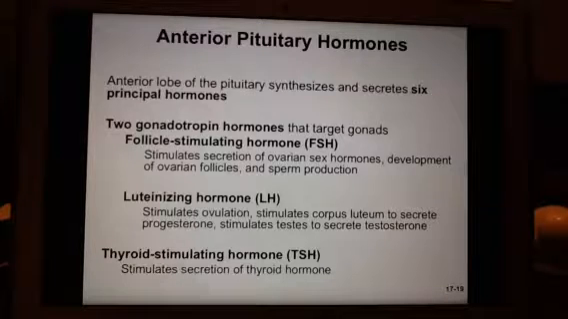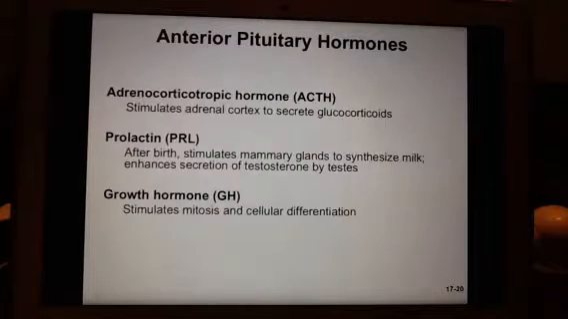Okay, and then the third anterior pituitary hormone is TSH, thyroid stimulating hormone. It stimulates the secretion of thyroid hormone. Now, there's not just one thyroid hormone, but there's multiple, but it is heading to the thyroid, and that name says it all. It's exactly what it's doing.